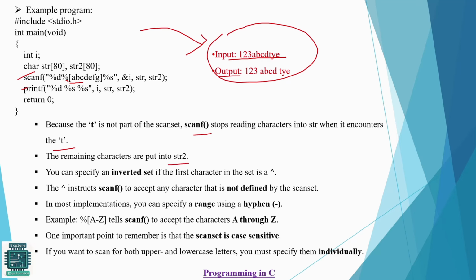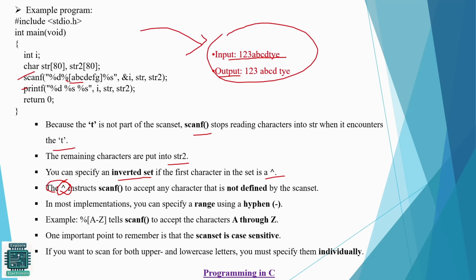We can specify an inverted set if the first character in the set is ^. Here it instructs scanf to accept any character that is not defined by the scanset. It means if a character is not defined in the set, we can use that too. We use this type of character in a function.